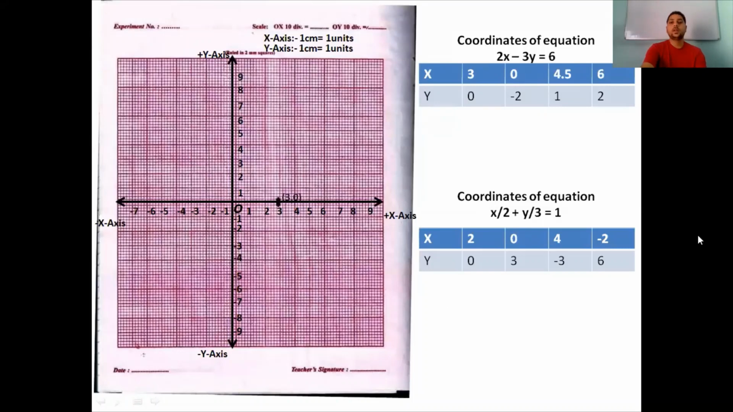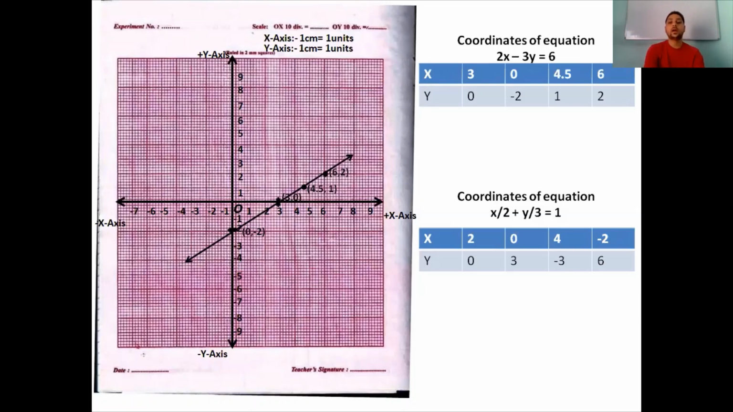Okay. Now the coordinates of equation 2x minus 3y is equal to 6. First, we will represent the coordinates on your graph here. First point is (3, 0) of this equation. Then the next point is (0, -2). X is 0, y is minus 2. So the point lies here. Then we have (4.5, 1). Then we have (6, 2) here. Now join all these 3 points, we will have a straight line here.